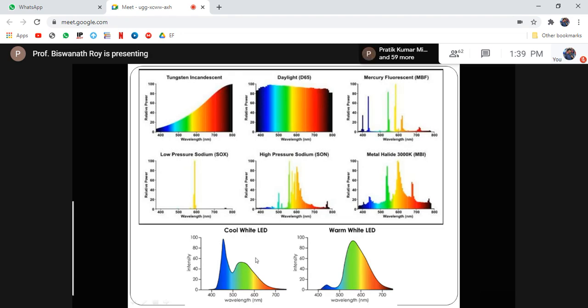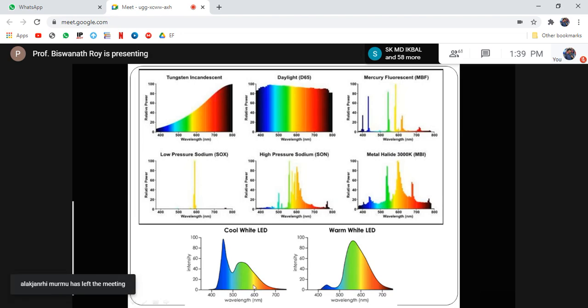LED, basically, it is the blue chip. The blue emission is coming out from the LED chip, and there is a phosphor. Phosphor is covered over the blue chip, and the phosphor converts some portion of the blue into the yellow, green, red region, and we are getting this portion of emission from the phosphor, right? And this portion is from the blue.